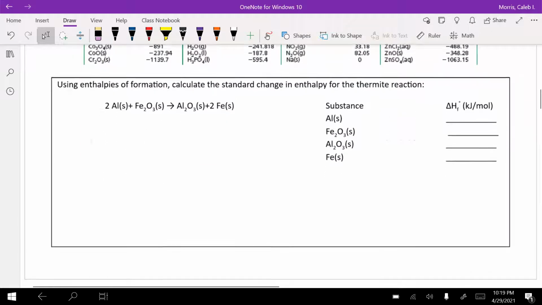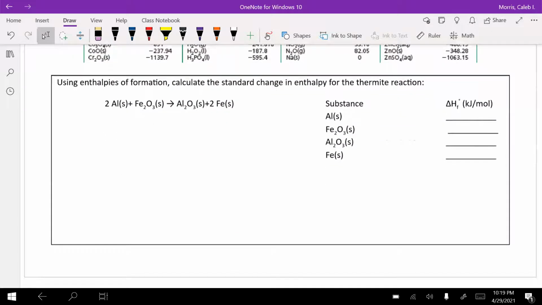Let's do our first example. This is an example where you are using the enthalpies of formation to calculate the standard change in enthalpy for the thermite reaction. Thermite reaction is the reaction that's shown below. We want to know what is the enthalpy of formation. Not enthalpy of formation, the enthalpy of the reaction. So that's what I'm looking for, is delta H of the reaction.